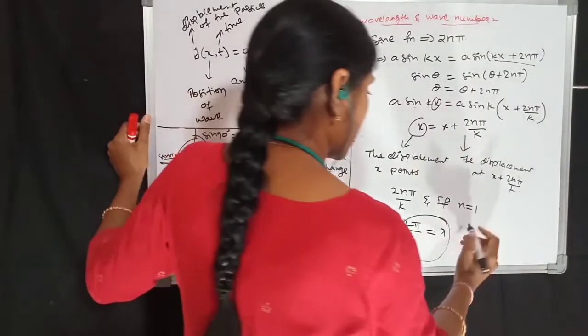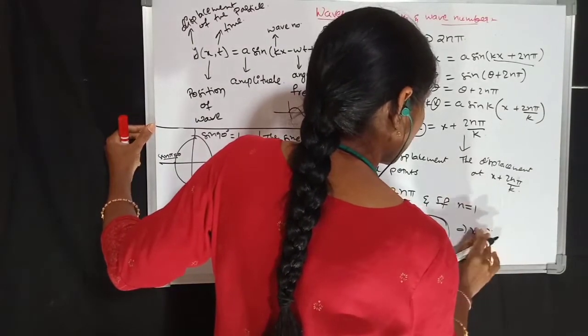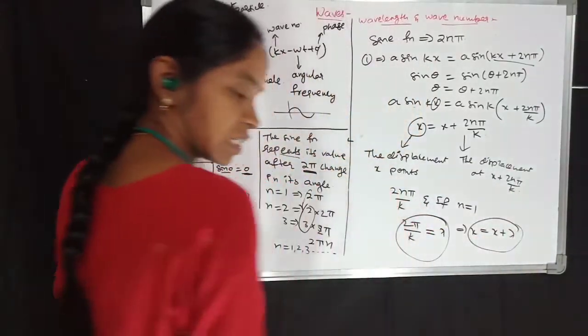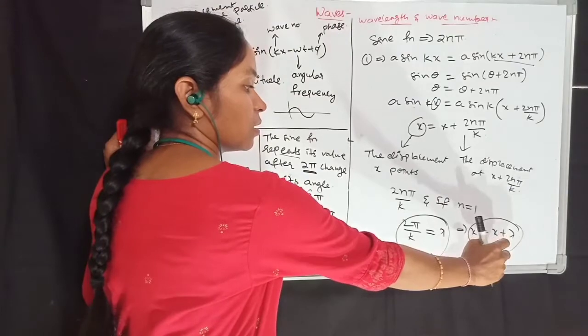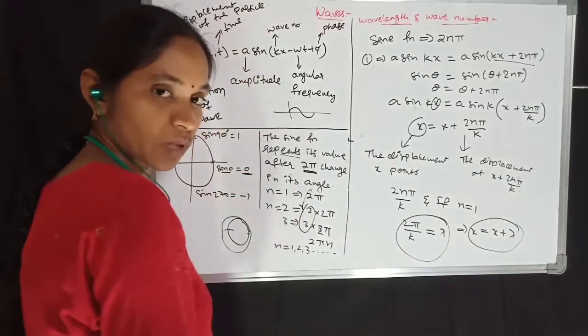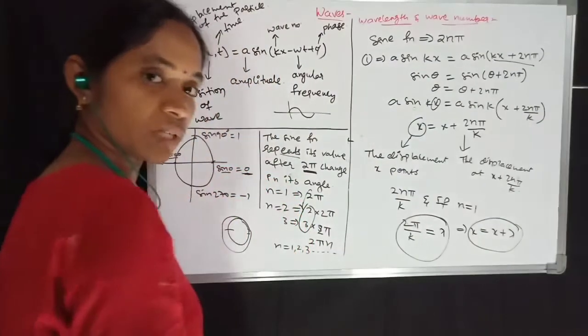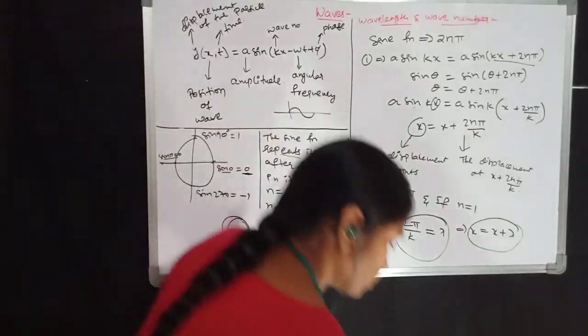Okay, write in the equation: x equals x plus lambda, the values are same at x and x plus lambda. Now this lambda is nothing but 2 pi by k, which is the wavelength. This is the equation for wavelength.